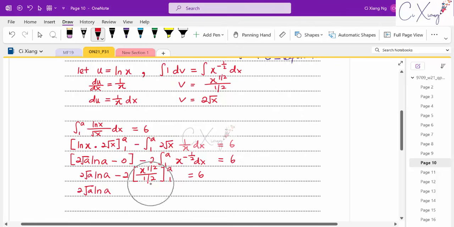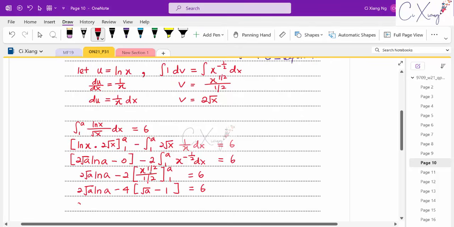Okay, so next step, I want to factorize out the 1 over 2 at the denominator. When I factorize it out, eventually I'm having a 4 here. So x power half is square root x, right? So substitute a into the x, I'm having square root a. Then minus, substitute the 1 inside, I'm having square root 1. Square root 1 is still a 1, right? Okay, that equals to 6.